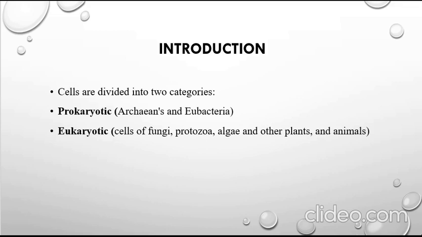We can see that cells are actually divided into two broader categories: the prokaryotic cell, like archaeans and eubacteria, and then the eukaryotic cell, like cells of fungi, protozoa, algae, plants, and even humans and animals.